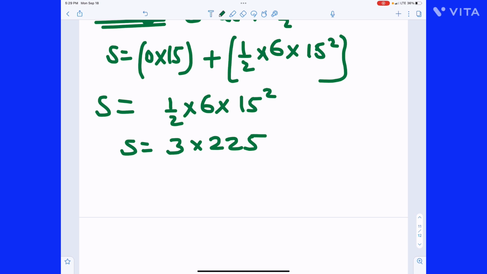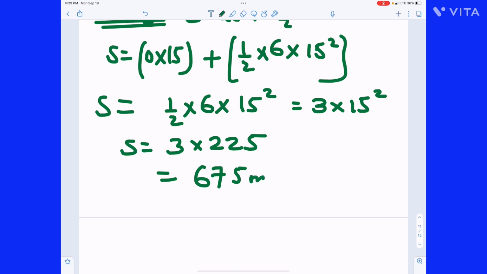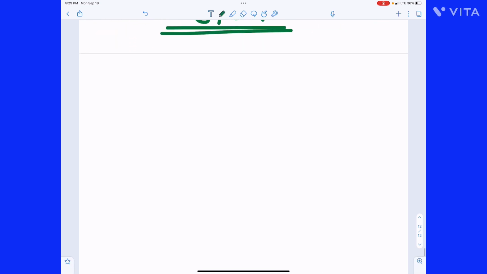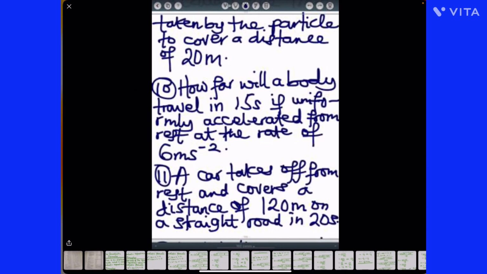I can help you write that here just so you don't get confused. You are left with 3 times 15 squared. So that's 675. The distance traveled during the motion is 675 meters. Now check. Let's move on. Question 11 now.